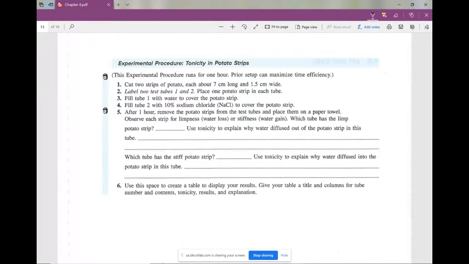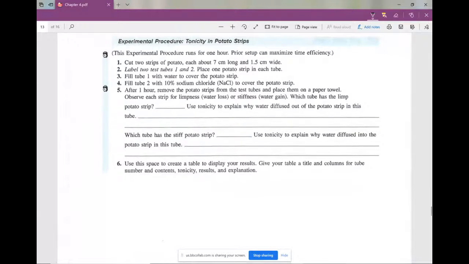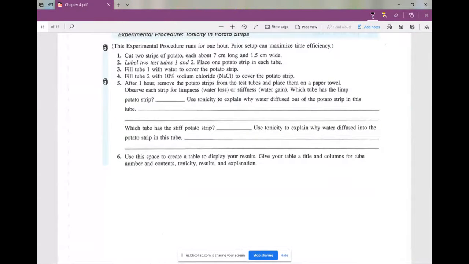Then they're talking here about the experiment with the potato strips, which you guys can watch a 5-minute video on. All right, so you place one potato strip in tap water or some sort of hypotonic solution, like tap water or distilled water, and the other one in the hypertonic solution, such as salt water. Which tube has the limp potato strip? And that would be the hypotonic solution. Just write hypotonic solution.